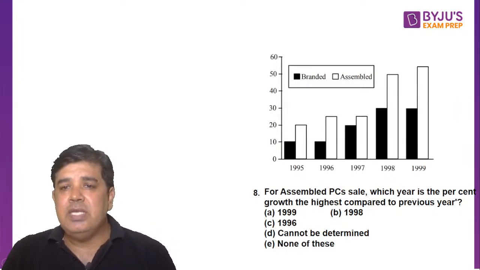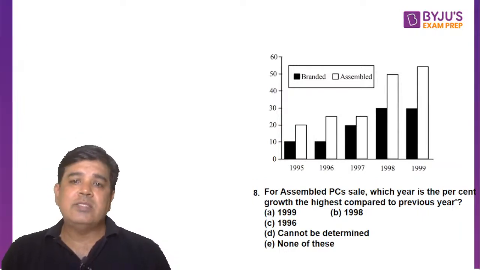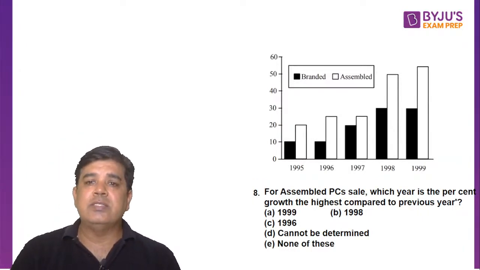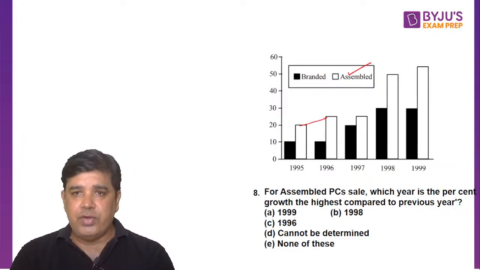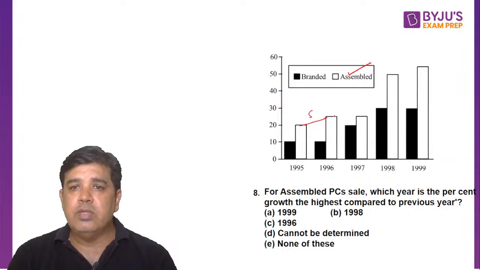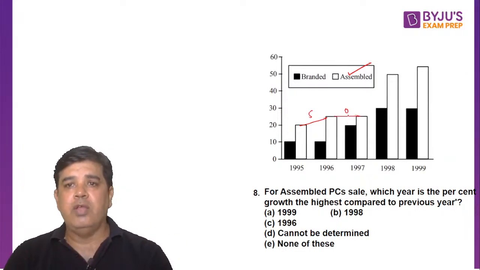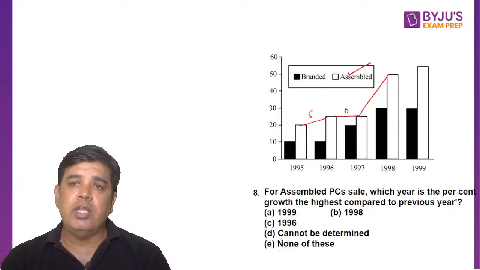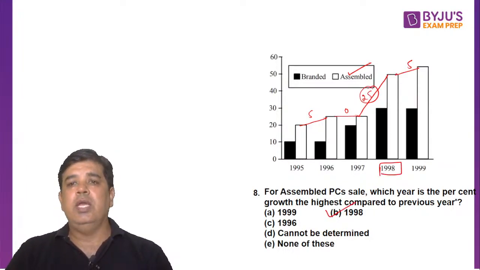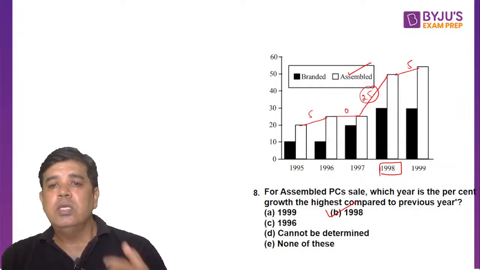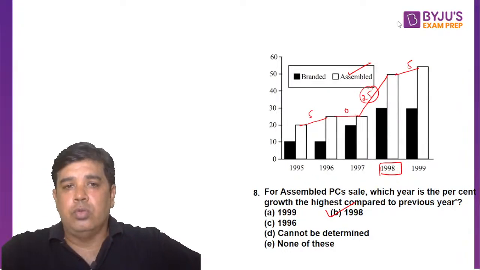For assembled PCs sale, which year is the percentage growth the highest as compared to the previous year? It is for assembled, that is empty bar. Compare the two empty bar. How much is the difference? 5. How much is the difference? No difference. 25 to 25. How much is the difference from 25 to 50? 25. And here the difference is 5. The highest difference is in the year 1998. Okay. In 1998 the growth is highest, 25-point growth.